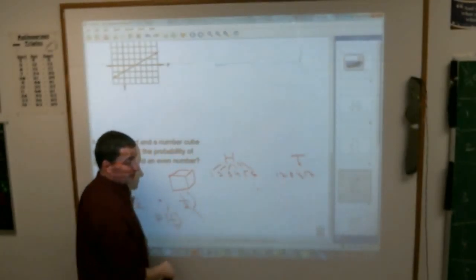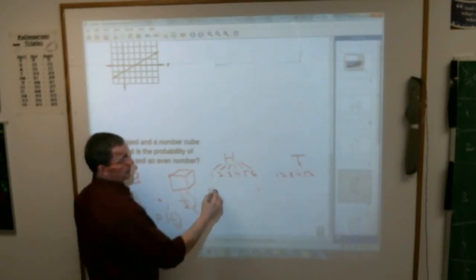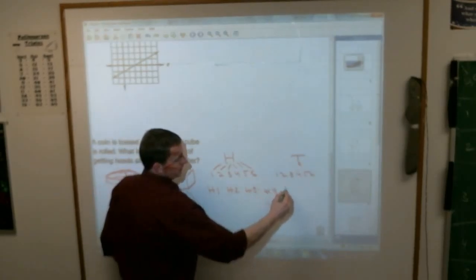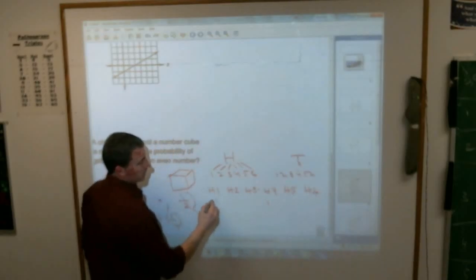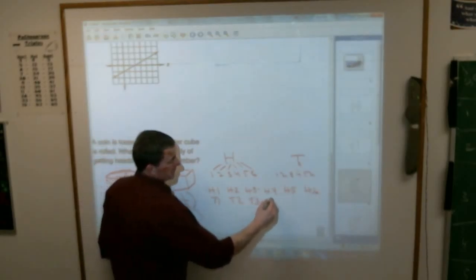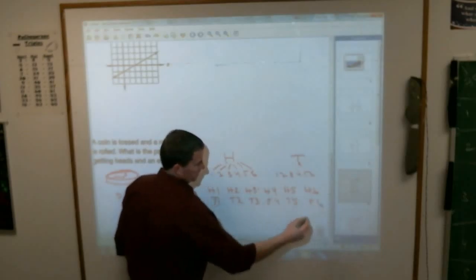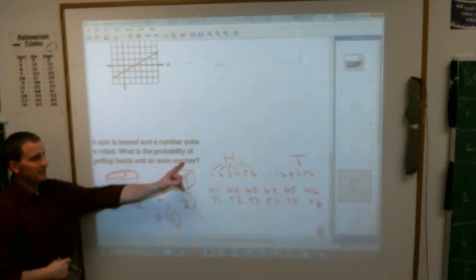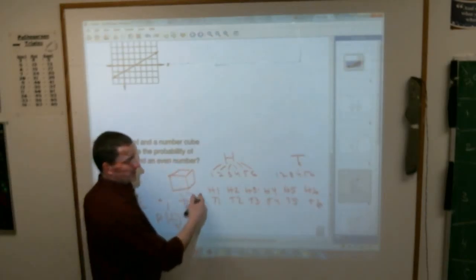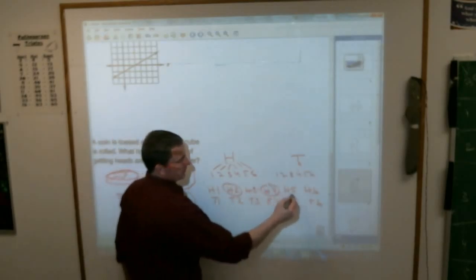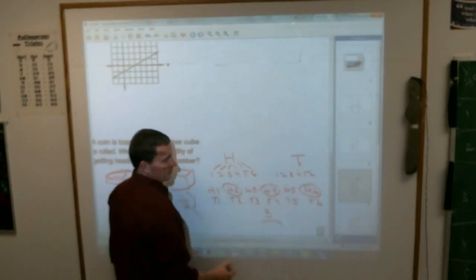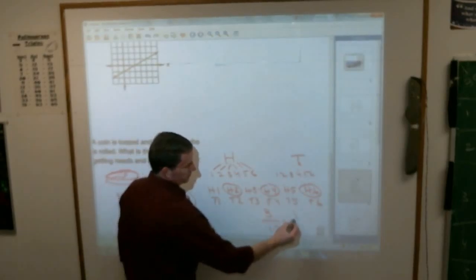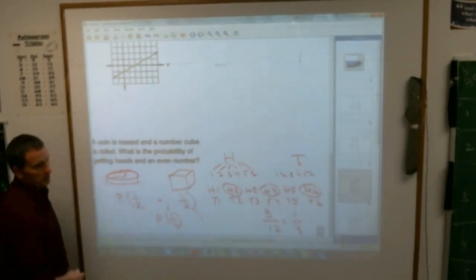If you are doing the sample space of all your possible outcomes, you can get a head 1, head 2, head 3, head 4, head 5, head 6. You can get a tail 1, tail 2, tail 3, tail 4, tail 5, tail 6. Those are all your combinations, correct? But I wanted a head and an even number. So the only heads and even numbers are head 2, head 4, head 6. You get 3 out of a total of how many combinations are there here? 12. And guess what that reduces down to? 1/4, which is what we got when we multiplied.